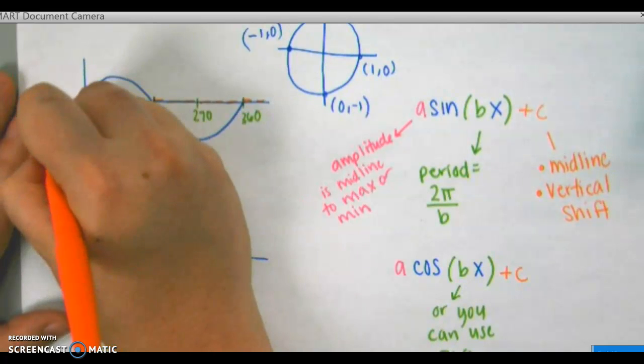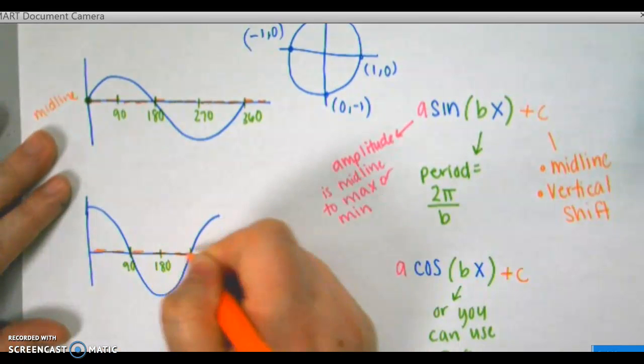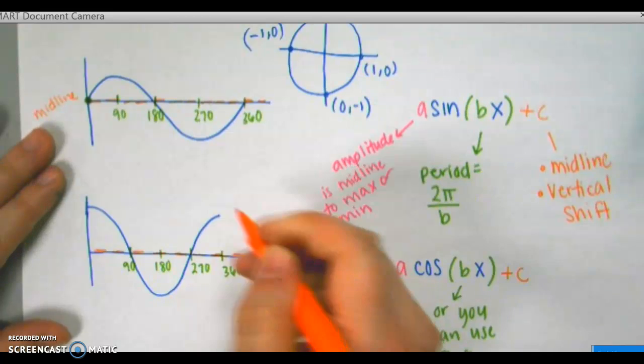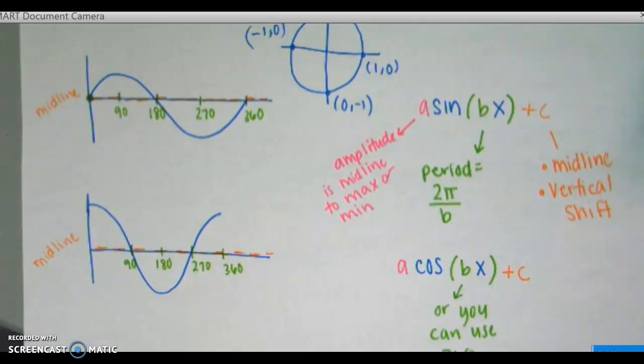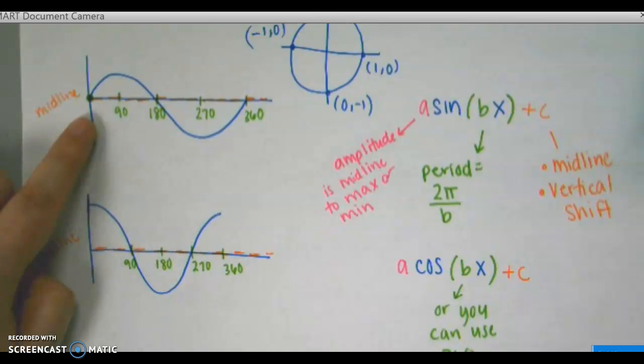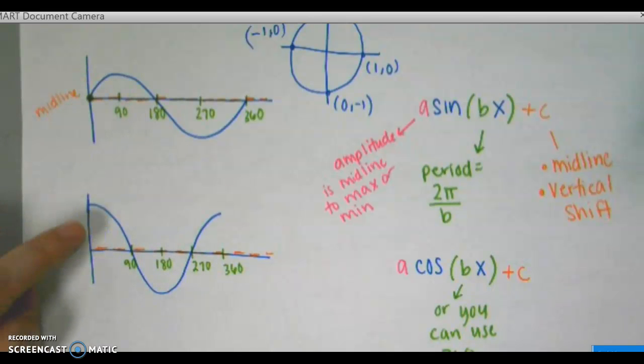So this is the midline. We can shift that midline up or down, just like we shifted other graphs up and down, but sine should go through the midline, like right on the y-axis. Cosine starts at the maximum. So the y-axis is really how you tell the difference between sine and cosine.